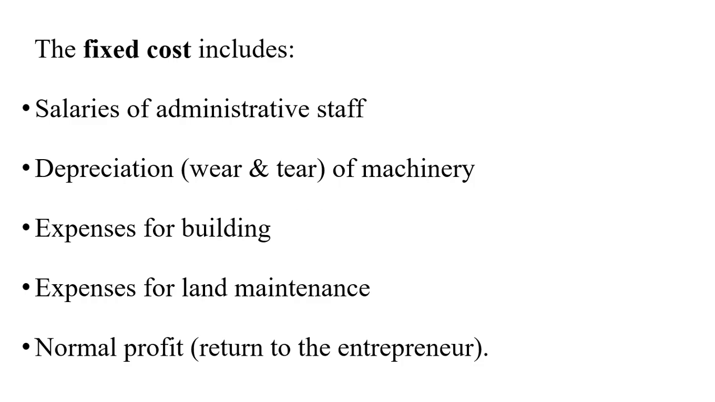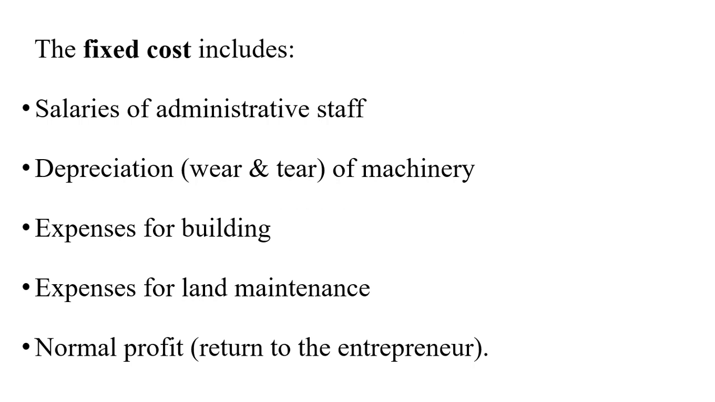The fixed cost includes the salary of administrative staff. The number of goods produced will not vary with the number of administrative staff. The top management of a company will remain the same, at least in the short run. So the expenditure on the administrative staff doesn't depend on the output produced.